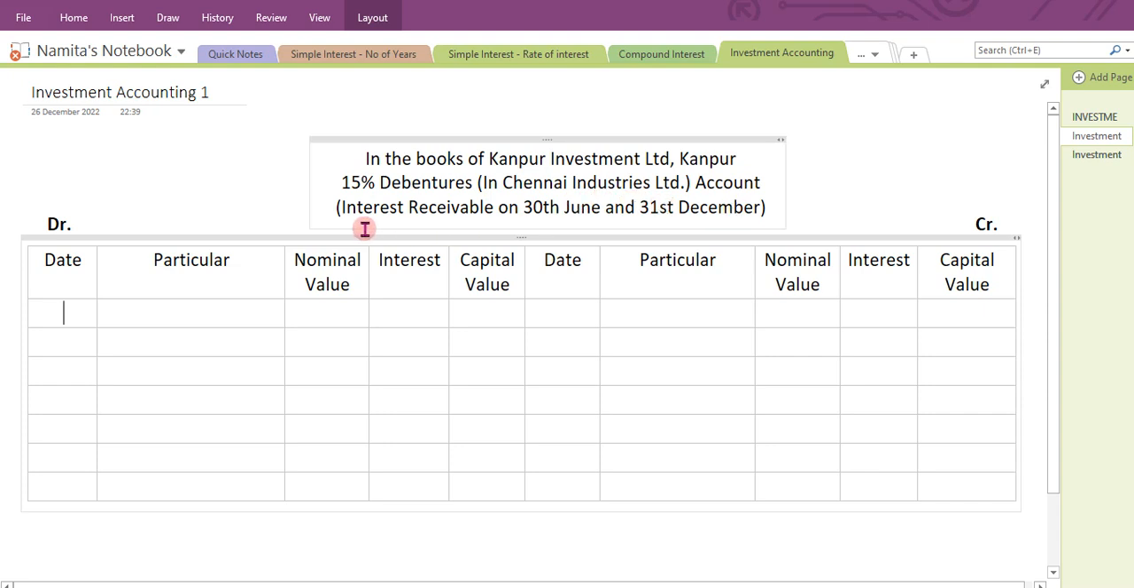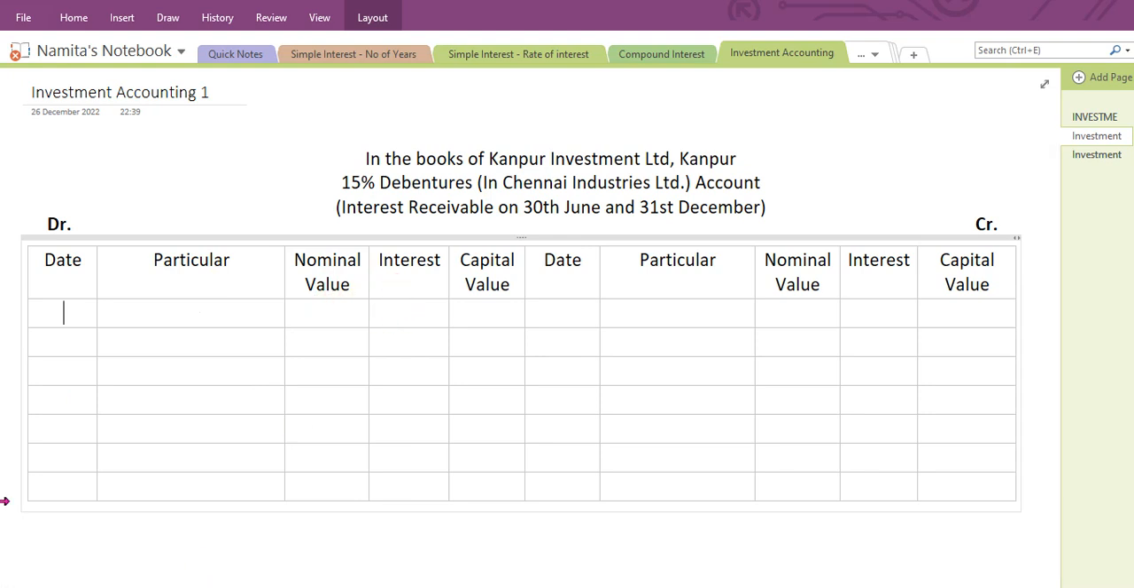Next is what? Interest. Now this is also very important. On which date is the interest received or paid? So interest is receivable on 30th June and 31st December. Then debit side and credit side. Now first will be date, then particulars. Nominal value means the face value of the debentures. Then if there is any interest, we have to calculate interest. Then capital value means the cost value of the debentures.